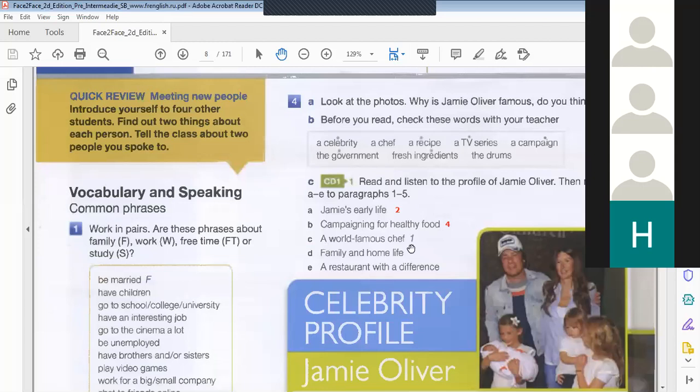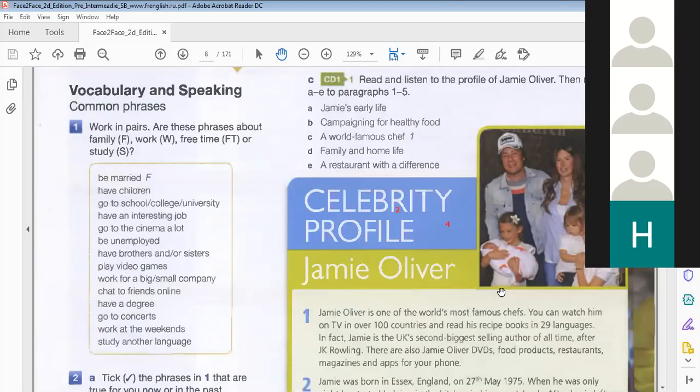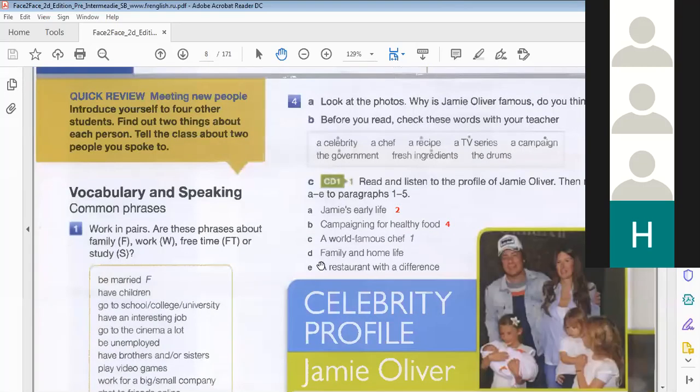Headline C is already answered. This is number 1, A world famous chef. So this is paragraph 1. It's already answered. Then we have family and home life.